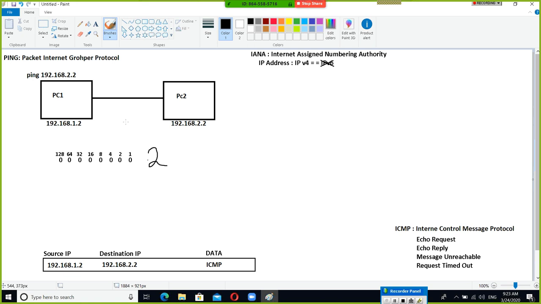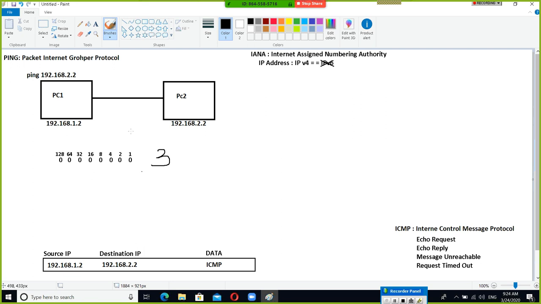If I want the binary number of decimal number 3, this number is not ready-made, but I can create it by adding 2 and 1. It gives me a value of 3. I will read it like this: 00000011 is the binary equivalent of decimal number 3.